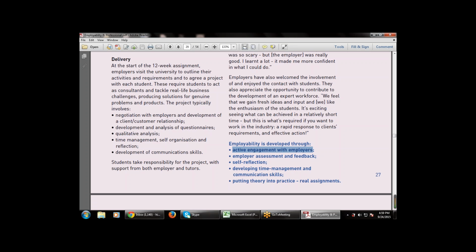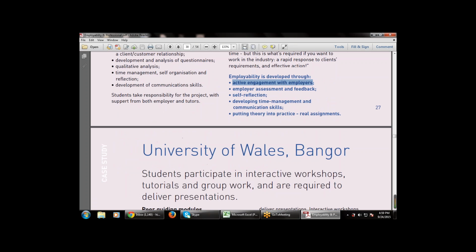So employability is also developed through time management and communication skills. Then putting theory into practice, that is, a real assignment. Using a real assignment is also a part of employability.